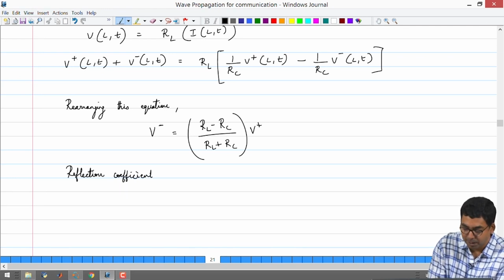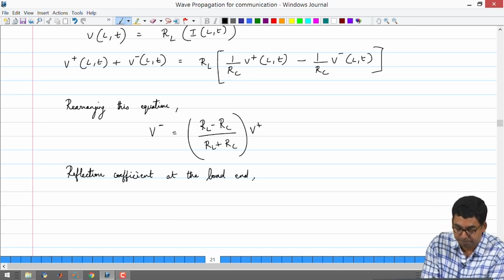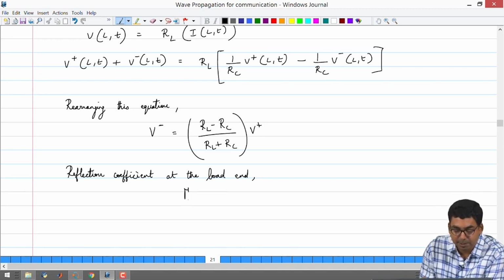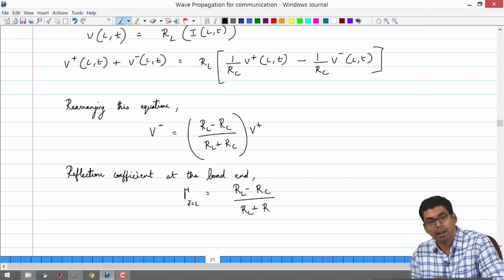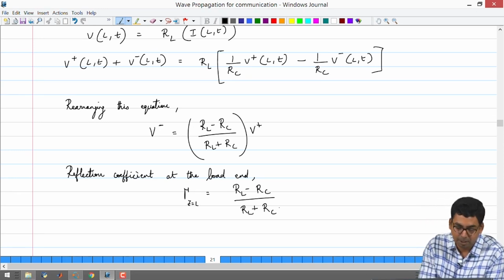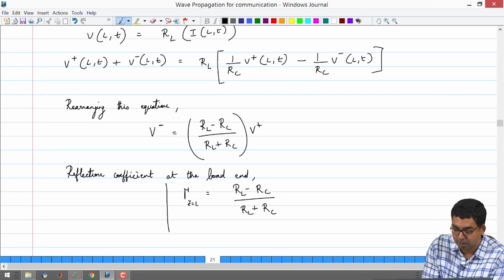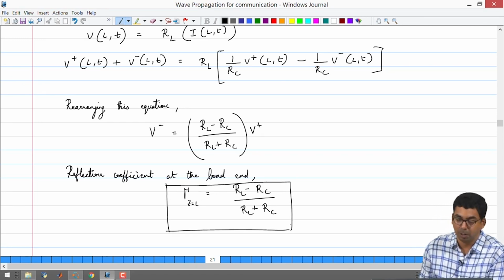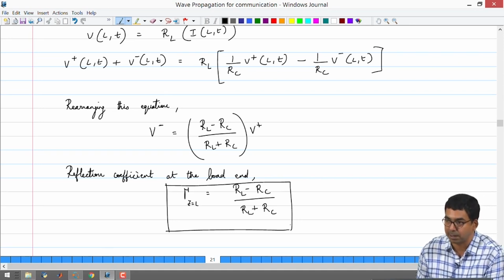And the reflection coefficient, I will be very specific at the load end. To indicate that I am at the load end, I will mark gamma at z equal to L is equal to RL minus RC divided by RL plus RC. Now, this is the expression for the reflection coefficient that you have at the load end when your load resistor is RL and your characteristic resistance is RC.